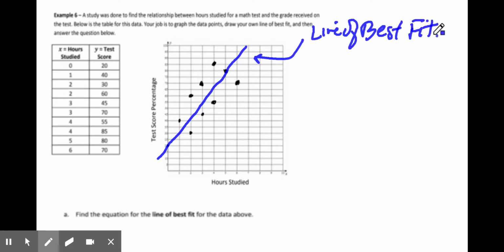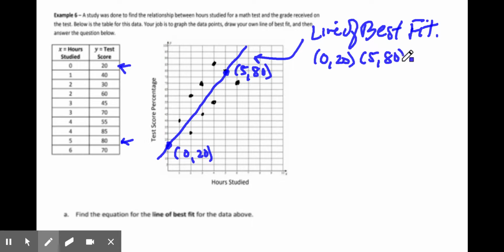So here's my line of best fit, right? Now I want to write the equation for the line of best fit. That's what this question says. Okay, so we have a point here on our graph. This point is 0, 20. I got it right off the chart here. And then this other point that's here is the one that's at 580. I know it's a little hard to see the numbers, but that's the one it is. All right, so we have 0, 20 is one point, and 580 is our other point.